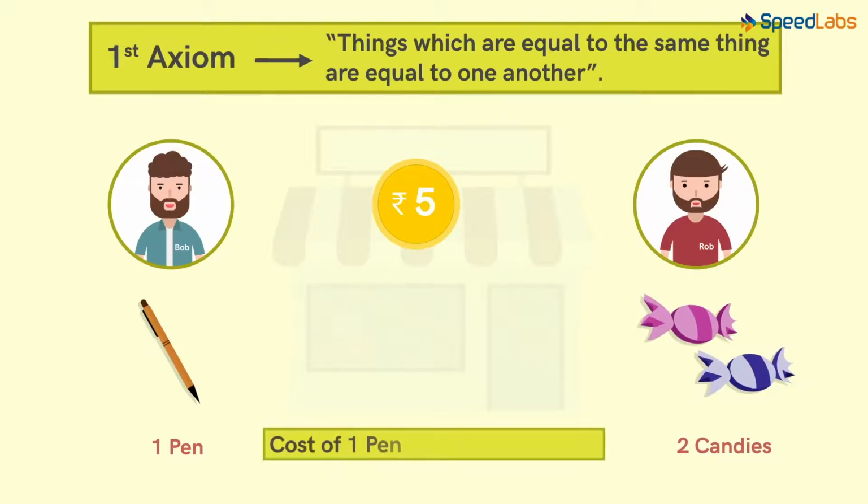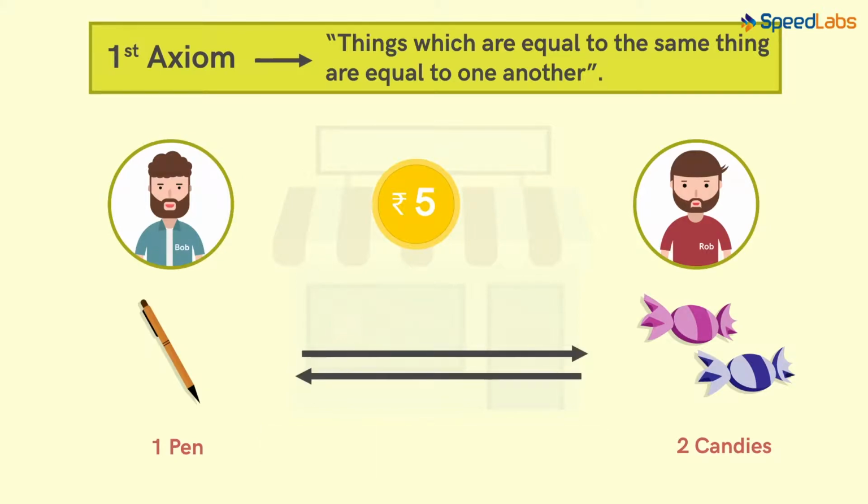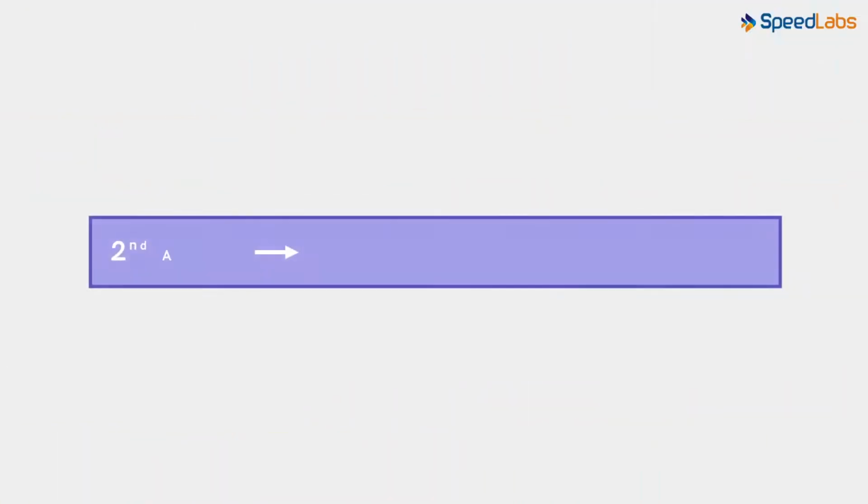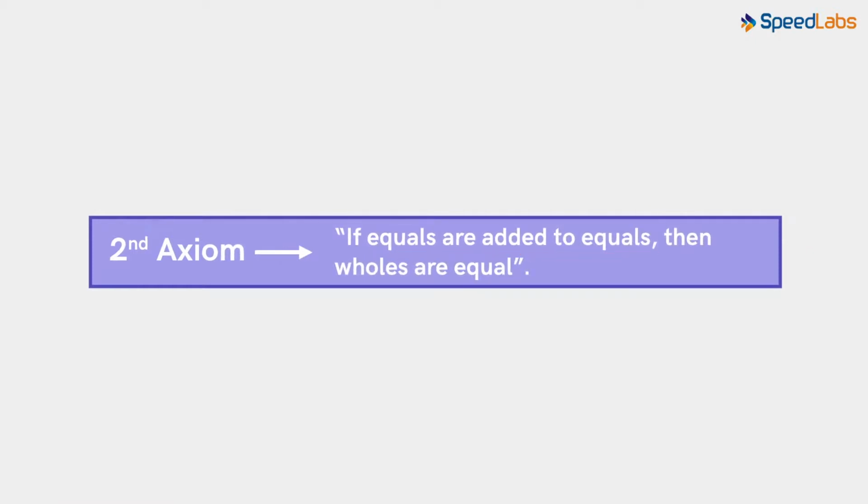This means that the cost of one pen is equal to the cost of 2 candies. So if later Rob wants to trade his candies for Bob's pen, he would have to give 2 candies to Bob. This means the value of one pen is equal to the value of 2 candies. In mathematical sense, if a quantity A is equal to B and B is equal to C, then A is equal to C.